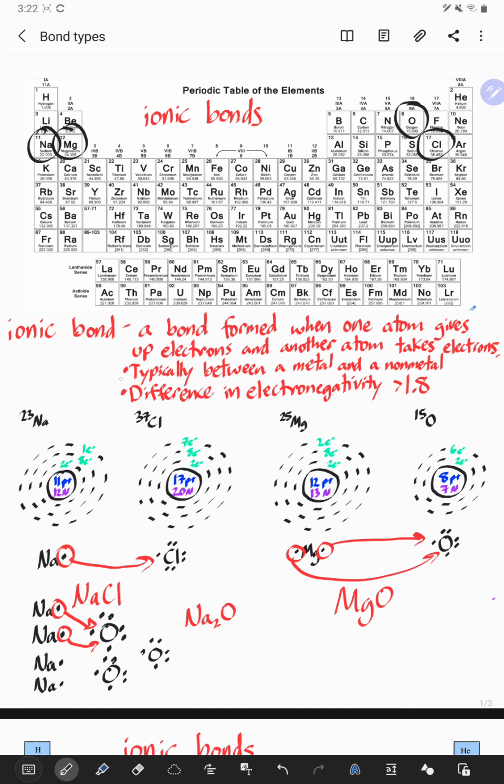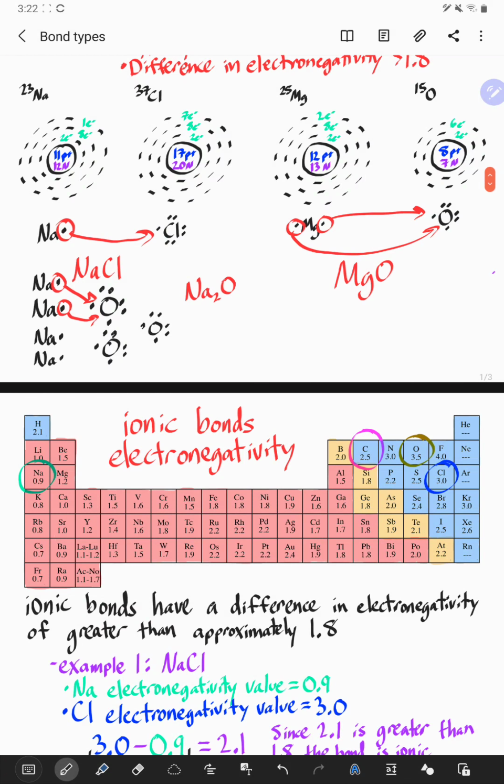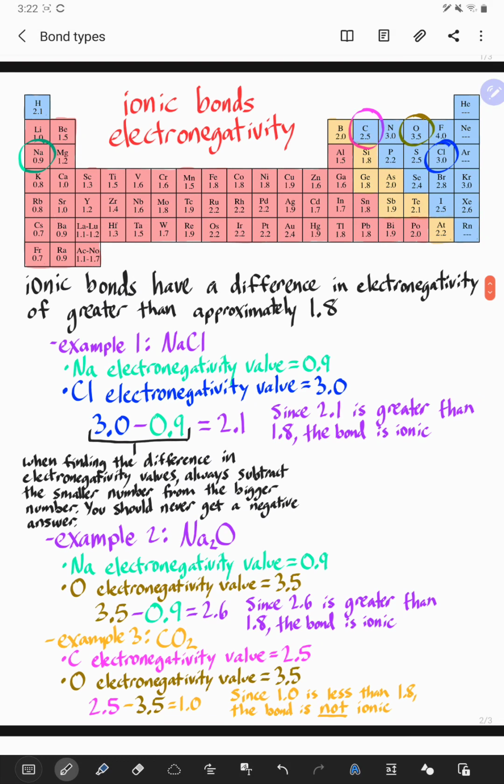In this video, we're going to be focusing on this point right here, that the difference in electronegativity is greater than 1.8, and then we'll talk a little bit about it being a bond between a metal and a nonmetal. We talked in the last video about what's visually going on in an ionic bond, a complete transfer of electrons. But today we're going to be talking about ionic bonds and electronegativity.